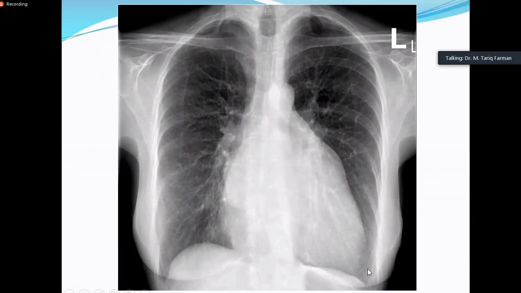Apex is going towards leftward and downward. Okay, and again the double contour, left atrial enlargement, right atrial enlargement. Prominent pulmonary arteries and congestion over there. The vascularity, you can see the prominent vascularity over the X-ray. So this is the X-ray of the heart failure with severe mitral regurgitation.